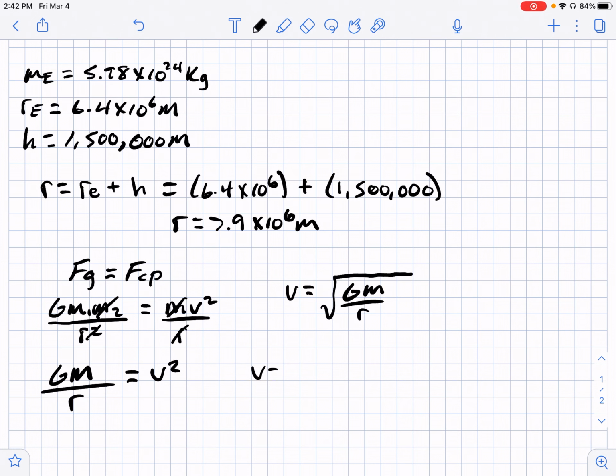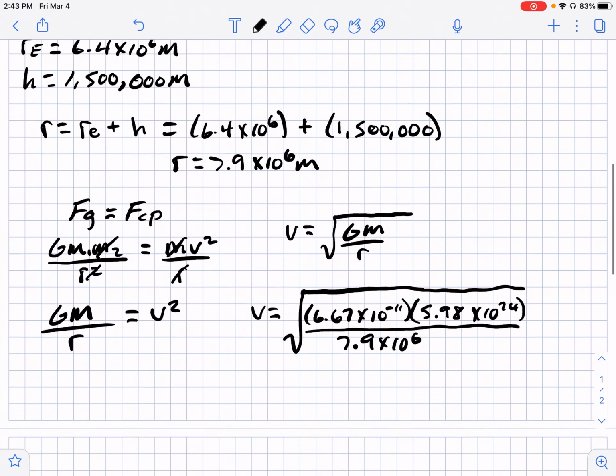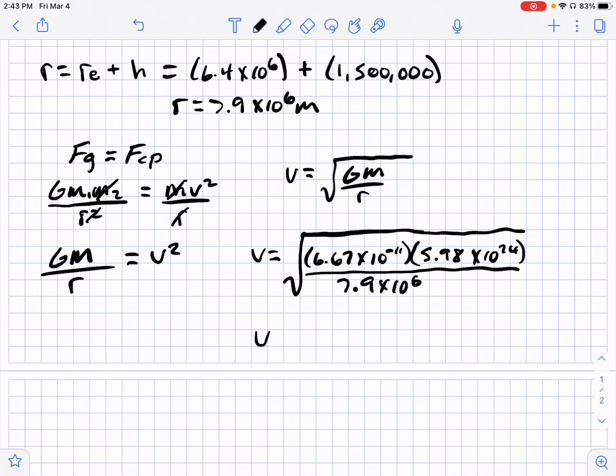So the velocity is going to equal the square root, and I got 6.67 times 10 to the negative 11 for that gravitational constant. The mass of the Earth, we said, was 5.98 times 10 to the 24. And that's going to be all over the R that we found, which was 7.9 times 10 to the 6 meters. When you plug that in, you should end up with a velocity equal to 7,105.59, and that's meters per second.